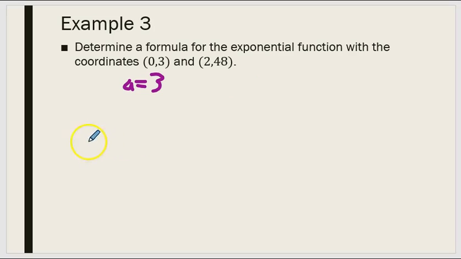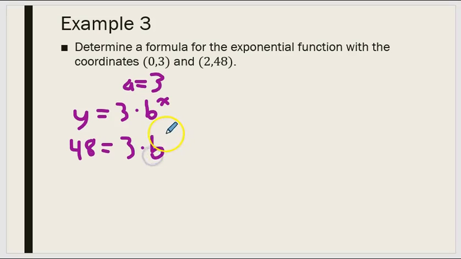To find b, I'm actually going to write the function. So I know that usually we have y equals a times b to the x. But since they didn't give me the x equals 1 value, I'm going to plug in this x and y into those two spots instead. So that would mean that I have 48 equals 3 times b squared. Well, in this case, I can divide both sides of the equation by 3. And then I can take the square root of both sides of the equation.